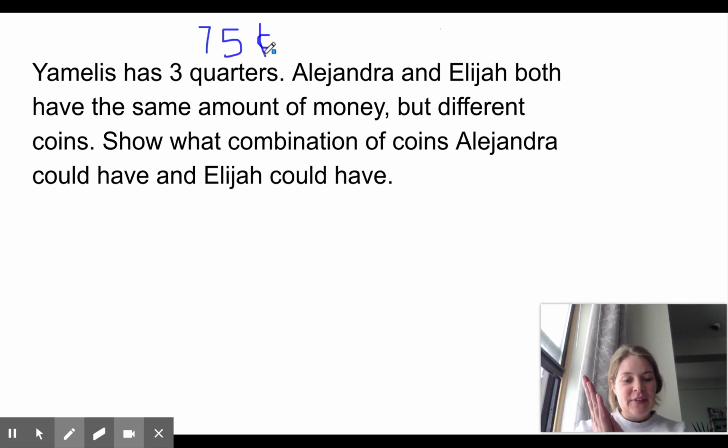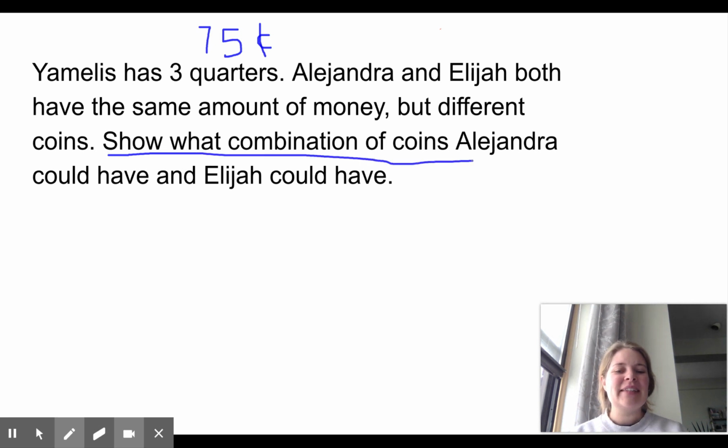25, 50, 75. Alejandra and Elijah both have the same amount of money, so they both have 75 cents, but they have different coins. So now you're going to be thinking, what combination of coins could they have? It doesn't have to be 3 coins. It can be any number of coins. I want you to come up with one idea for Alejandra and one idea for Elijah.